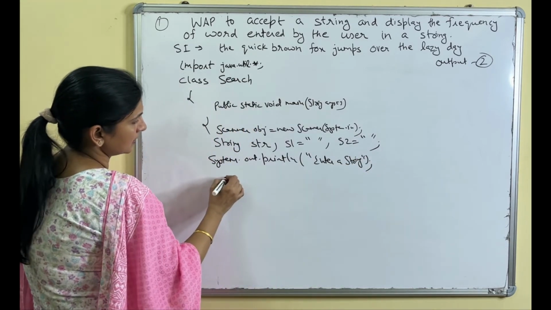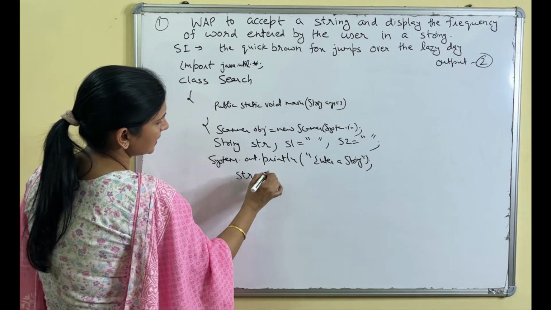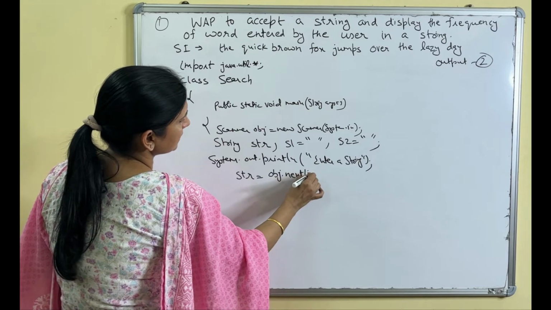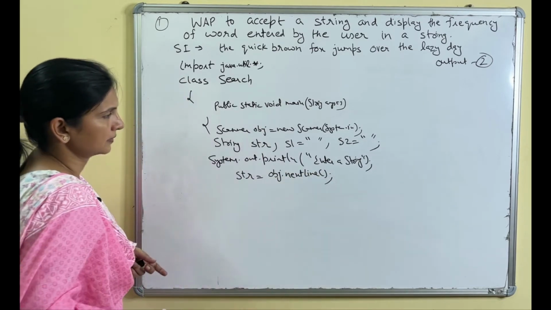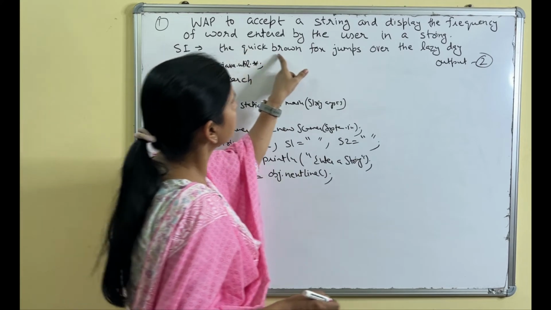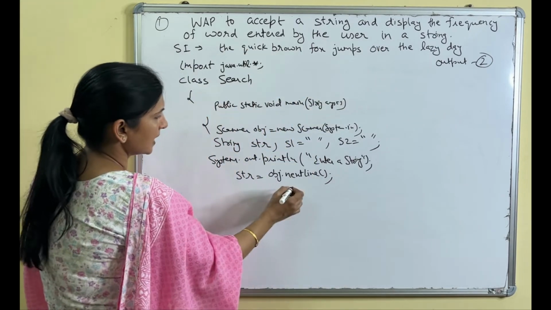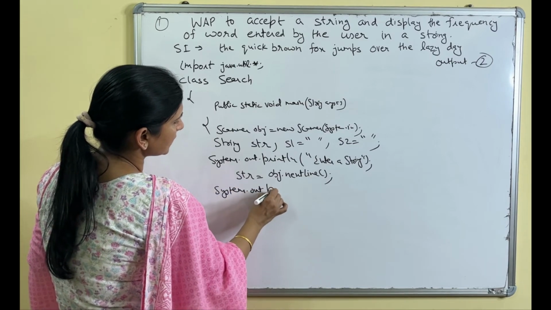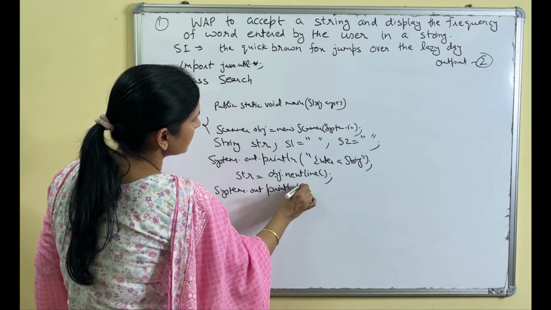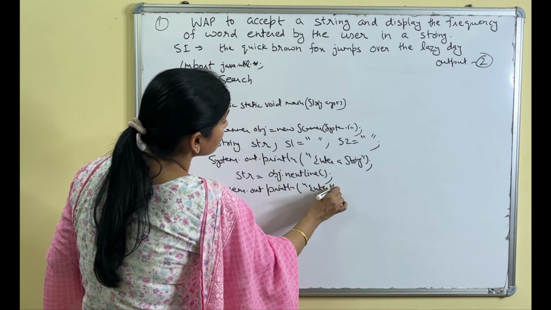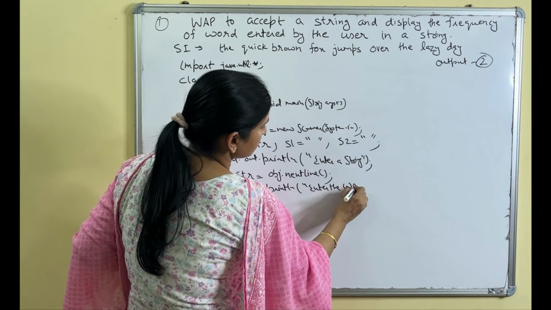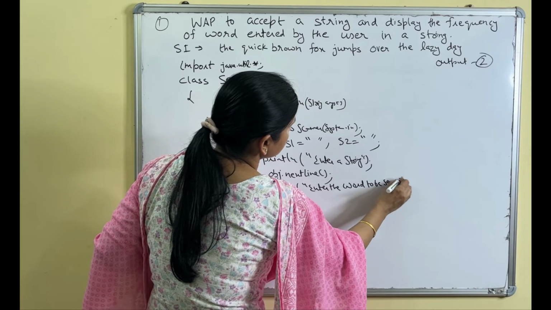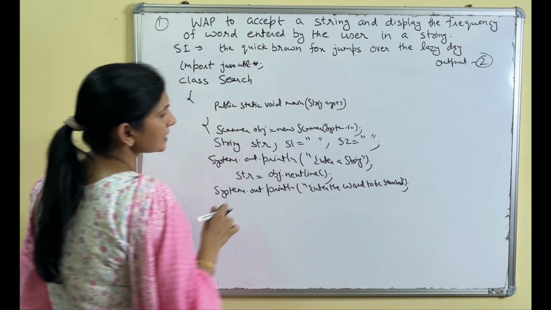Then in str we will assign str equals obj.nextLine(). Enter a string. Which string? For example, the quick brown fox. This is a string. And then again we will give the message System.out.println, enter the word to be searched. In this it is "the".